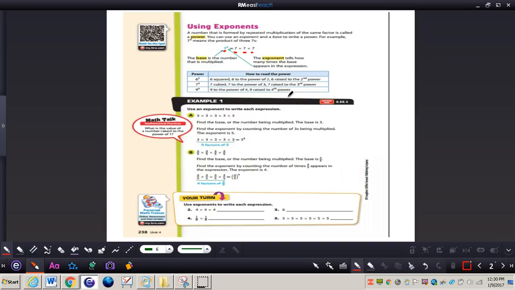So let's take a look at example 1. It says use an exponent to write each expression. For A, it says 3 times 3 times 3 times 3 times 3.